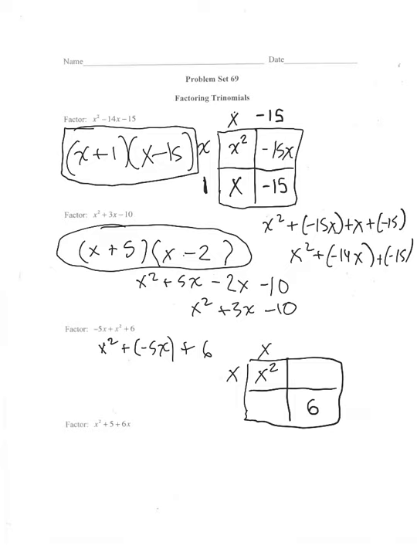Now we just need two things that multiply to equal positive 6 and add together to equal negative 5. Well, I know that negative 3 and negative 2 add up to be negative 5, and I know that negative 3 and negative 2 multiply to equal 6, so I'm going to go ahead and put a negative 2 and a negative 3, which should make this box negative 2x and this box negative 3x. And so my two binomials would be x minus 2, x minus 3.